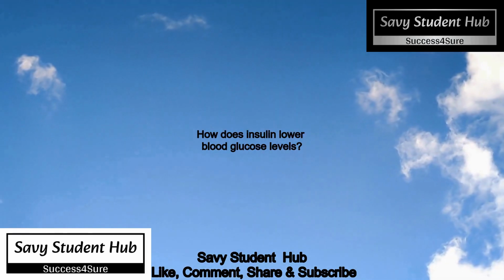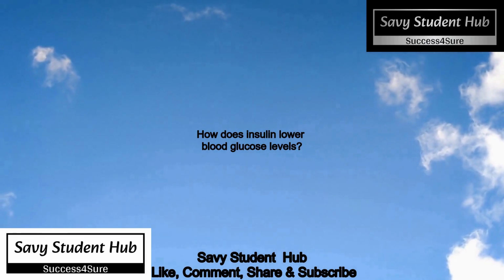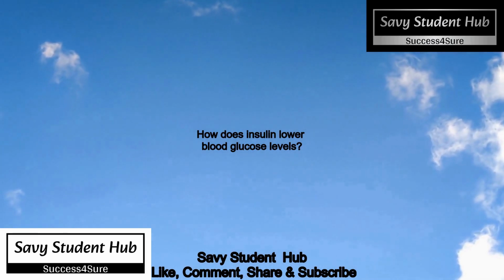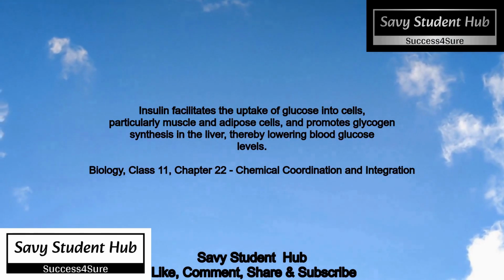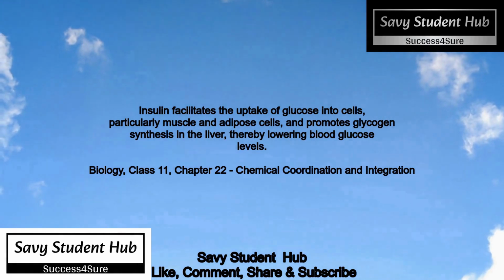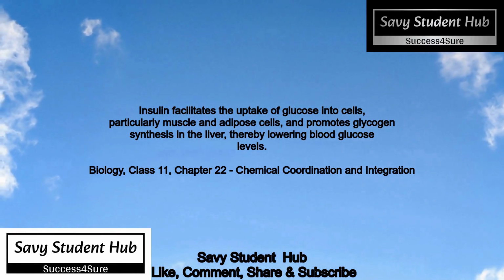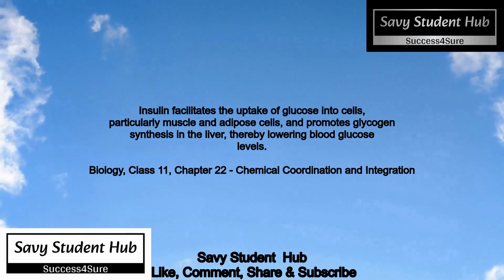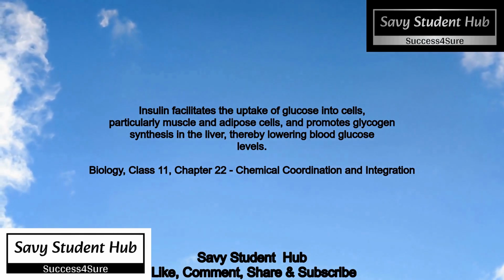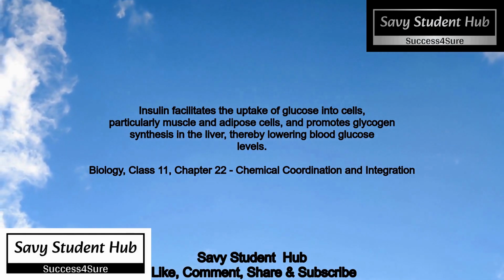How does insulin lower blood glucose levels? Insulin facilitates the uptake of glucose into cells, particularly muscle and adipose cells, and promotes glycogen synthesis in the liver, thereby lowering blood glucose levels.